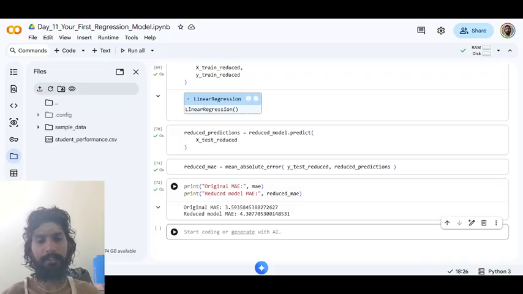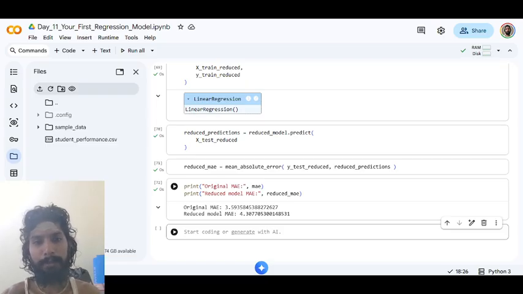Now compare the results. If this new MAE is higher, removing the feature reduced the model's predictive ability on this test set. This may mean that the removed feature contained useful information. For example, previous performance may be strongly related to future performance.